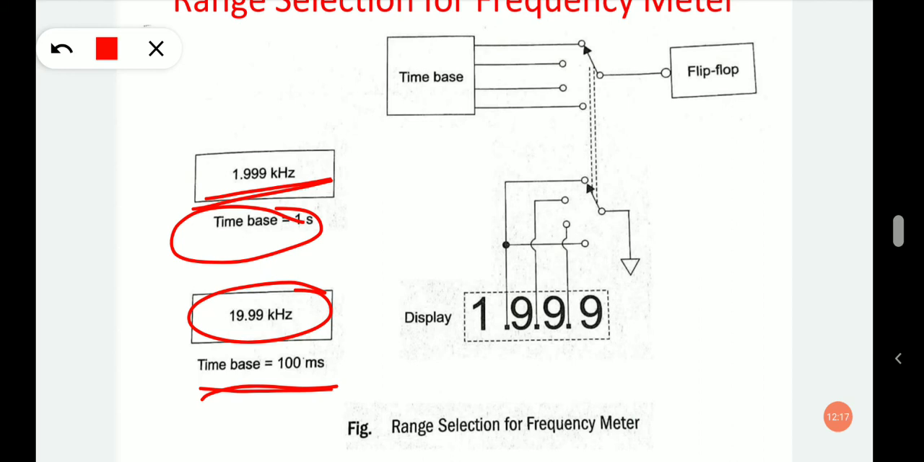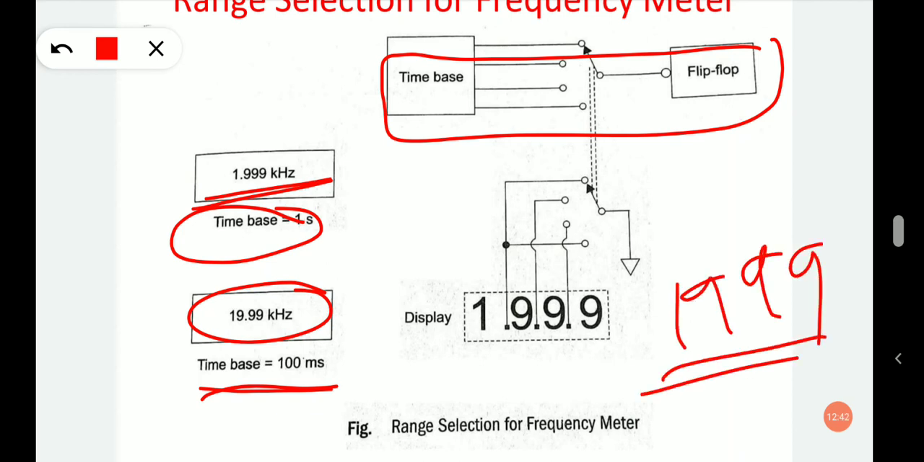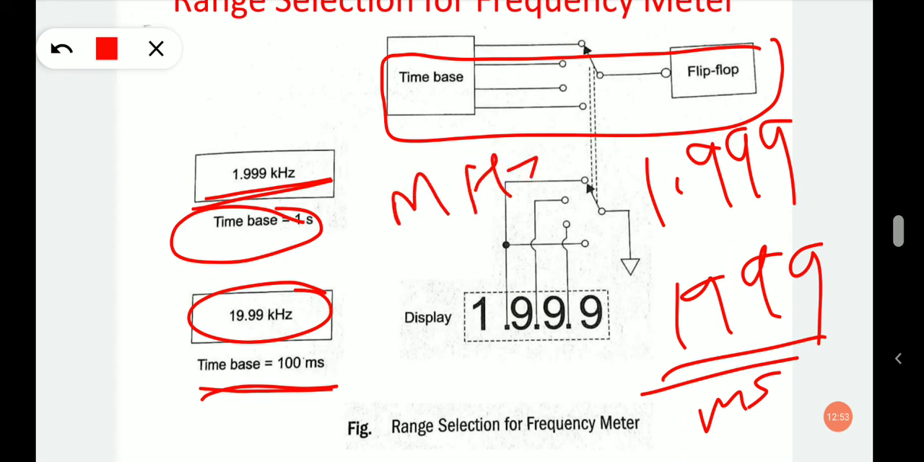Hence, as the range is changed, the decimal point also gets shifted accordingly by a switching arrangement as shown in the figure. Here the switching arrangement is given with the time base flip-flop. The maximum pulse count that can be obtained is 1,999 pulses per millisecond, or 1.999 megahertz, that is, 1.999 times 10 raised to 6.